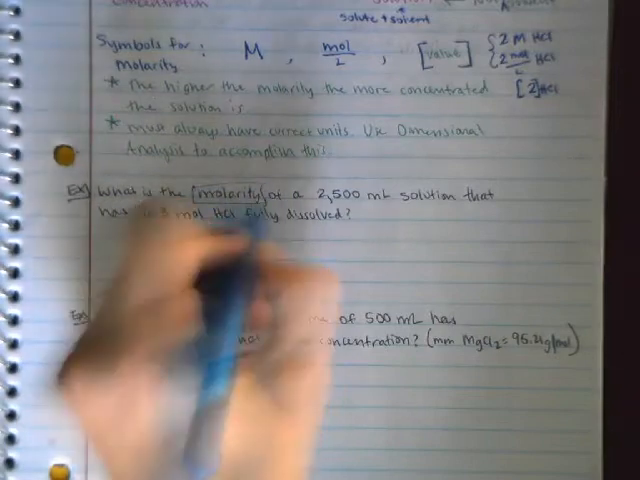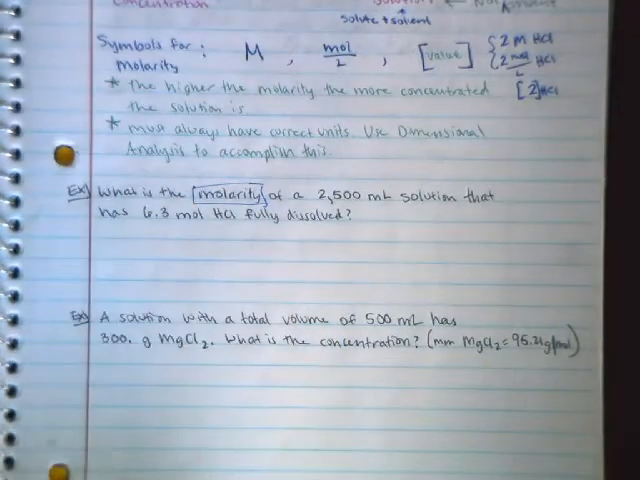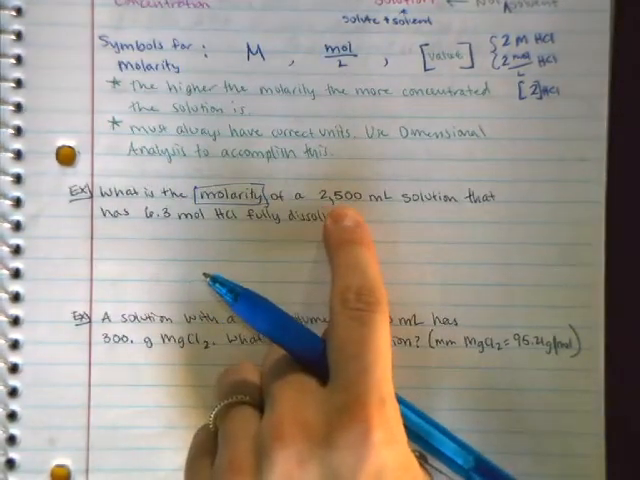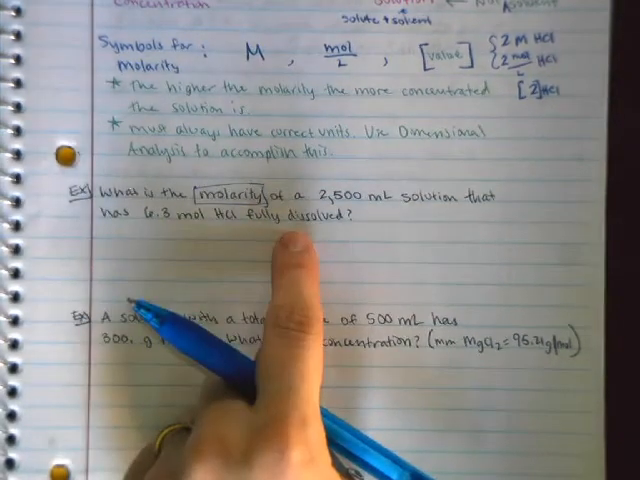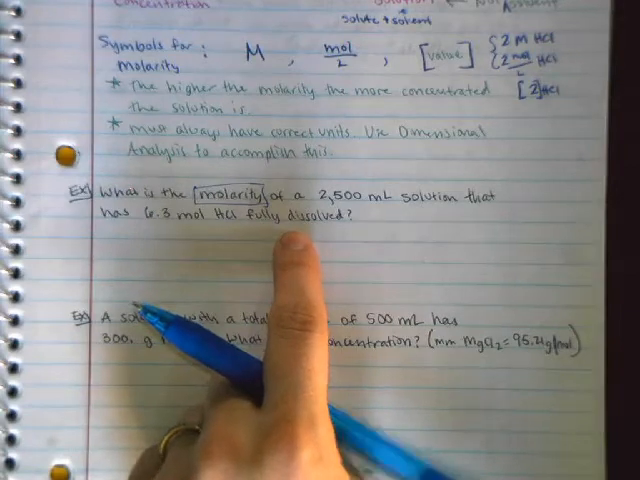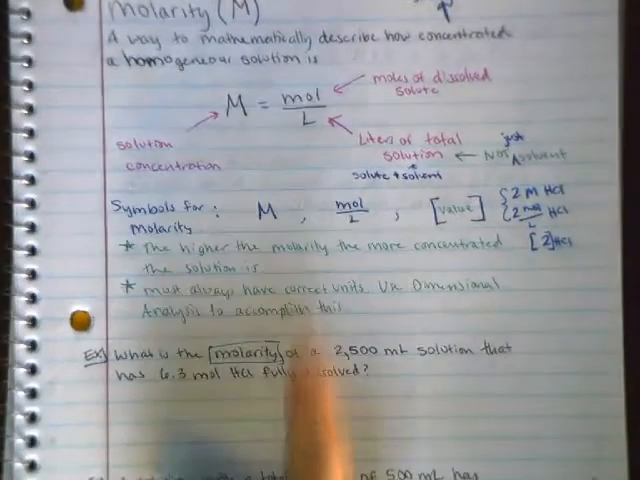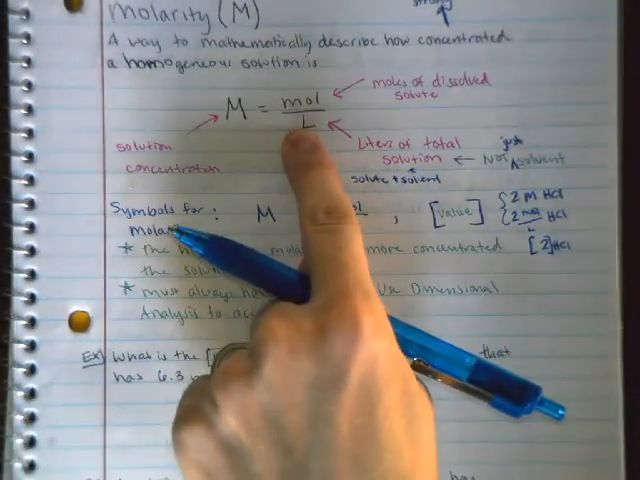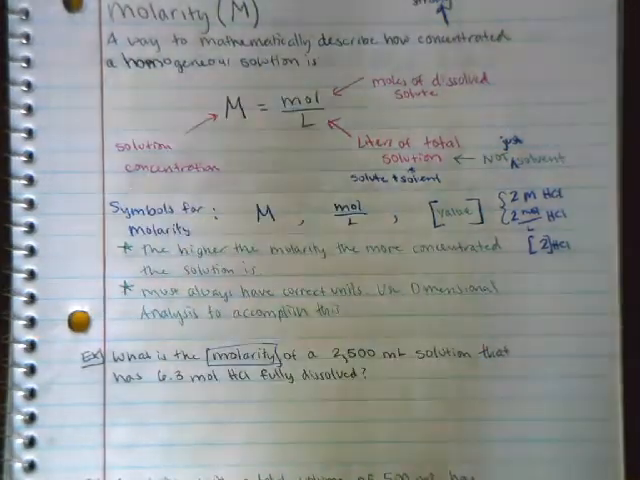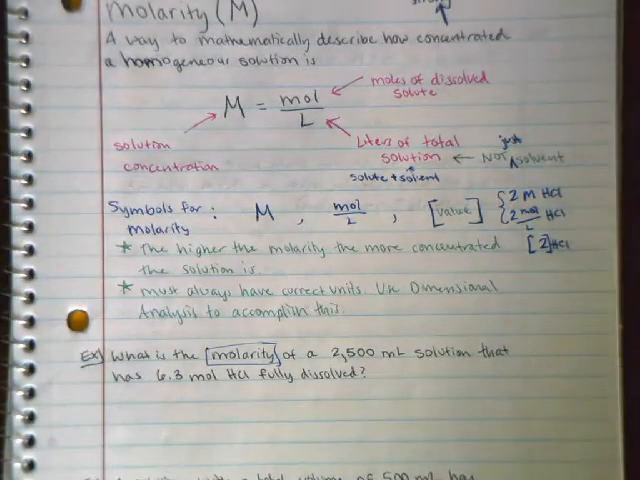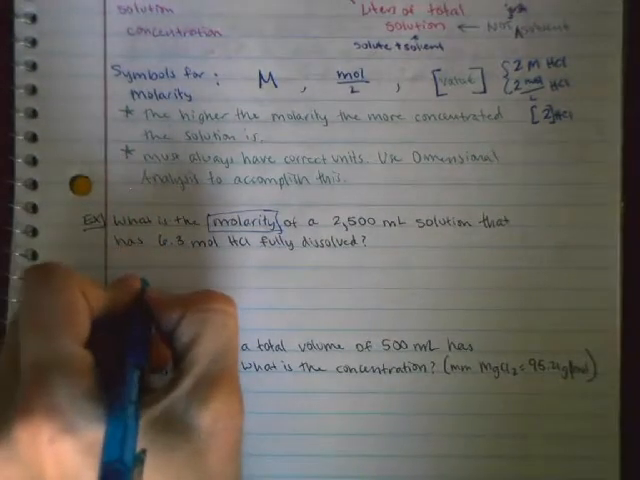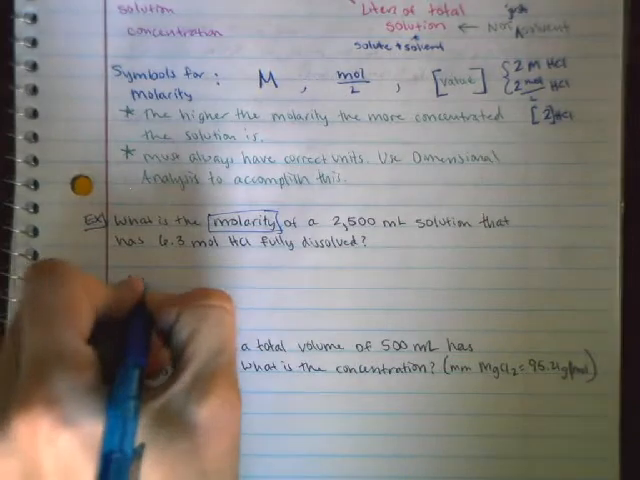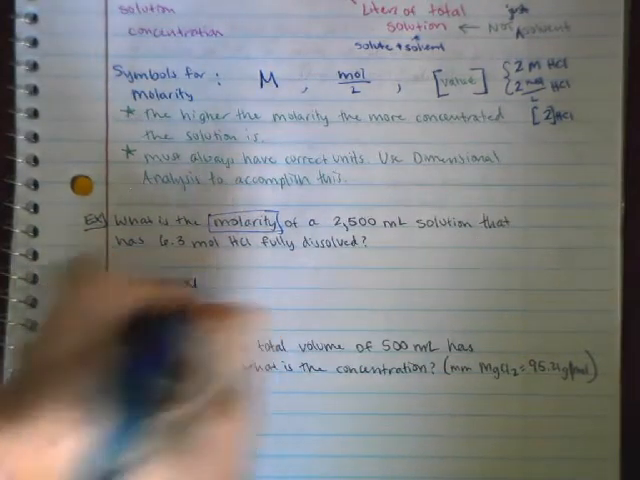There's going to be 3 different variables, so this time we're looking for the molarity of a 2,500 milliliter solution that has 6.3 moles of HCl fully dissolved. In order to find molarity, I need moles of solute over liters of solution. That's just the way I'm going to set this up: moles on the top, liters on the bottom. So if I have 6.3 moles of HCl, I'll start with that.